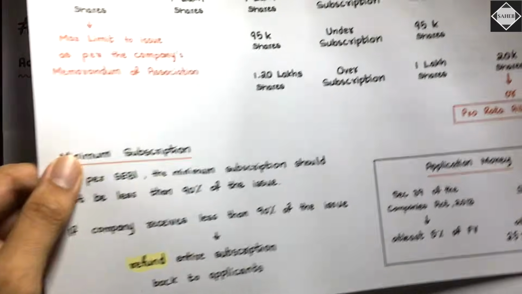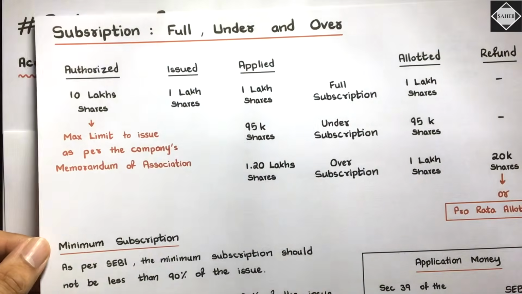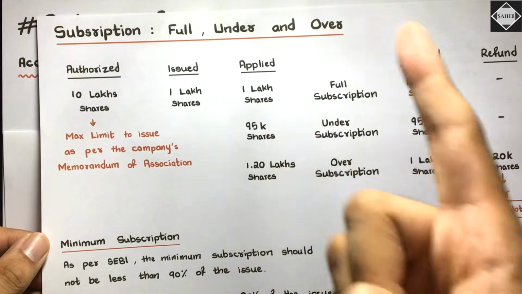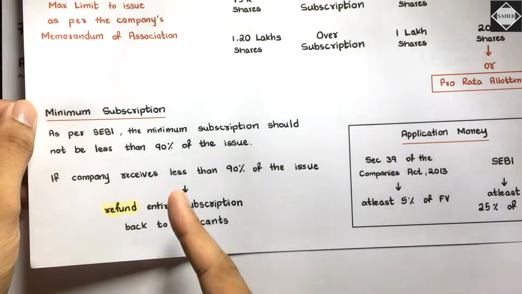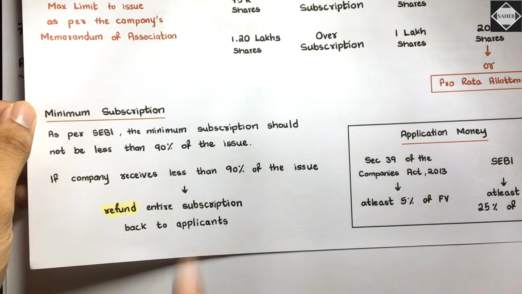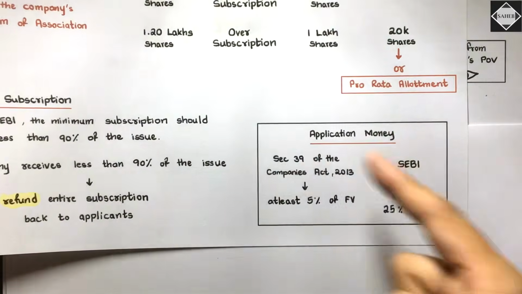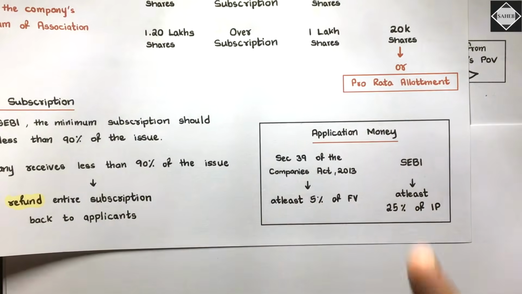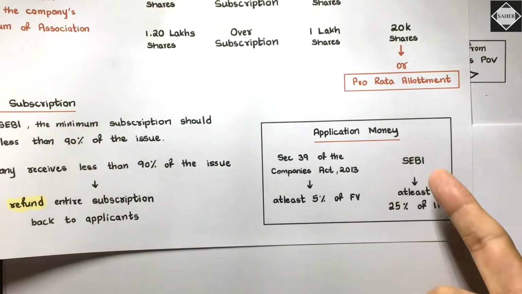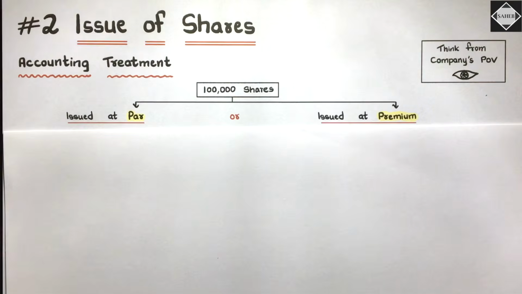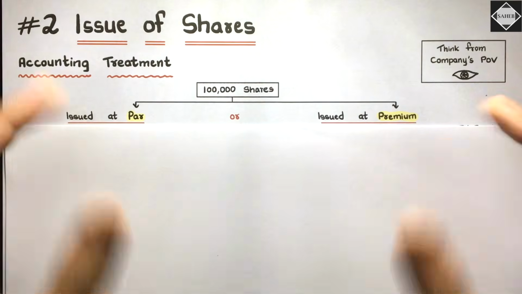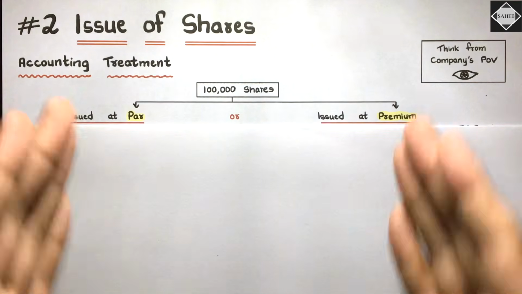Then at last we understood what we mean by subscription: full subscription, under subscription, and over subscription. And I also told you about minimum subscription, the 90% rule. This must be satisfied. And then some restrictions on application money by the Companies Act and the Securities Exchange Board of India. So to understand all of that in much detail and with logic, please watch the first video and only then watch the second video. So let's get back to the accounting treatment.